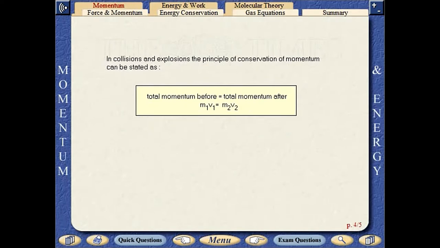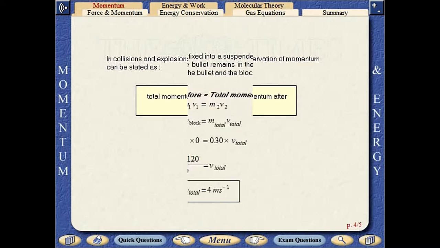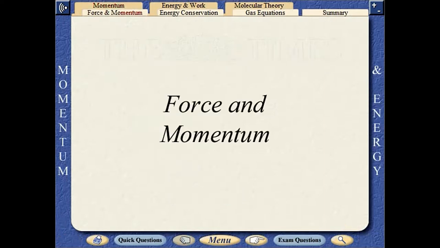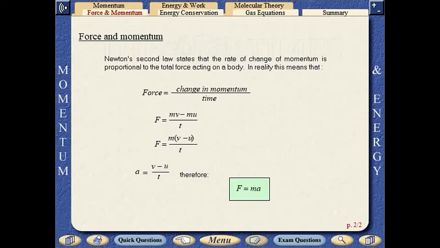In collisions and explosions, the principle of conservation of momentum can be stated as total momentum before equals total momentum after. Newton's second law states that the rate of change of momentum is proportional to the total force acting on the body.